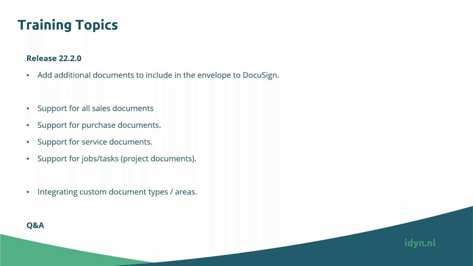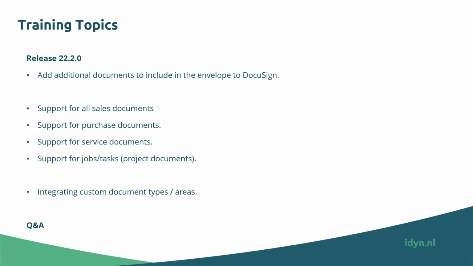That support is not the same for all document types, because sales and purchasing pretty much allow for the same couple of flows where we have quotes that we can easily convert into orders or invoices. For service documents, that's a little bit different, and jobs, of course, don't have that distinction. But the basic flow to send documents to DocuSign will be the same, and that's something that I will show you in a minute in a Business Central environment.